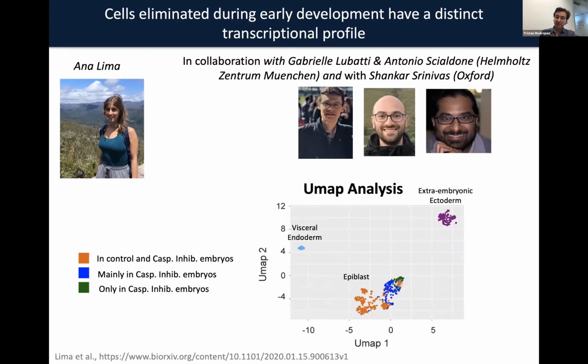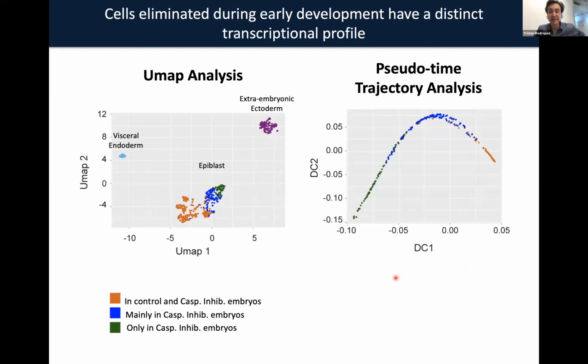Importantly, these two clusters of cells shared many features that were common with the normal epiblast, but represented distinct populations. So to analyze these cells a little bit further, Gabriele went on and performed a pseudo-time trajectory analysis. That is a way to try and infer trajectories between cells.